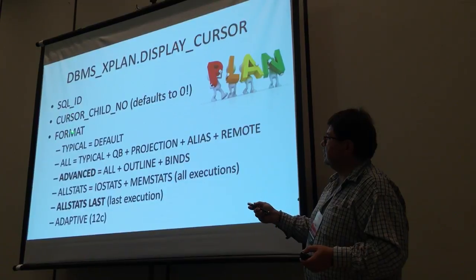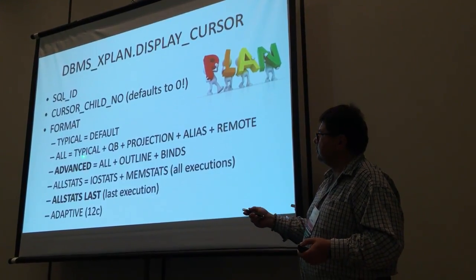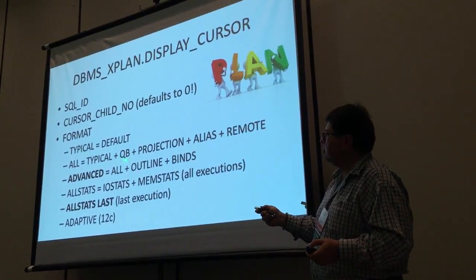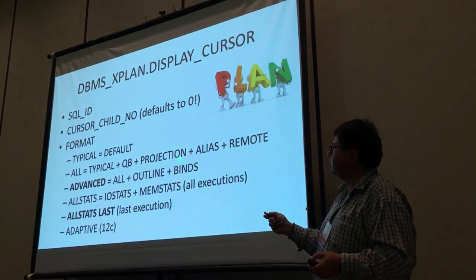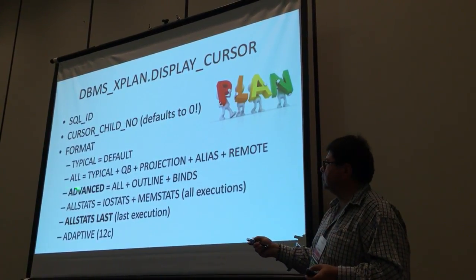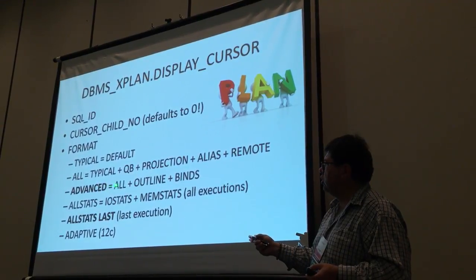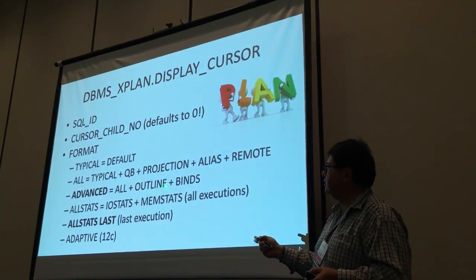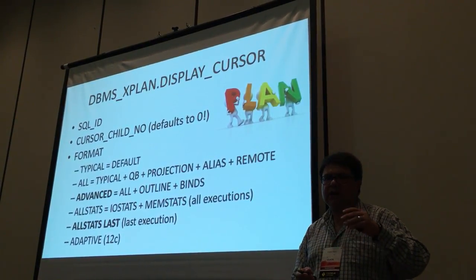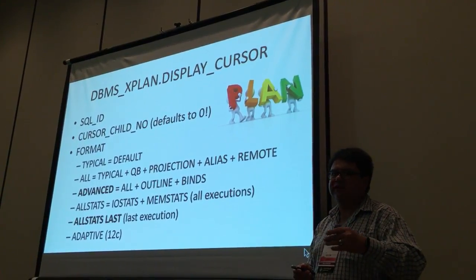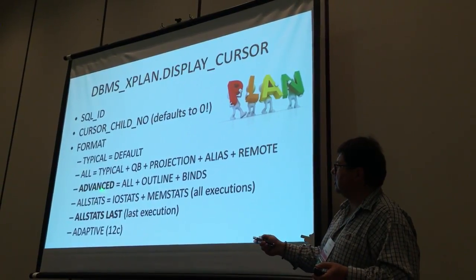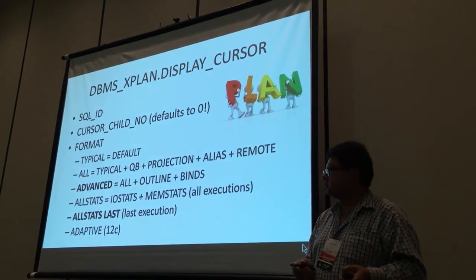Format, which is the third parameter, takes multiple values, typically the default. But if you say all, it includes typical, plus query blocks, plus column projections, plus table aliases, plus remote information. And if you say advanced, advanced includes all, plus the outline, plus binds. To me, these two are really important: the outline and the values of the bind variables when the SQL was parsed. Is that clear? So I suggest you use this more often because you get the best.